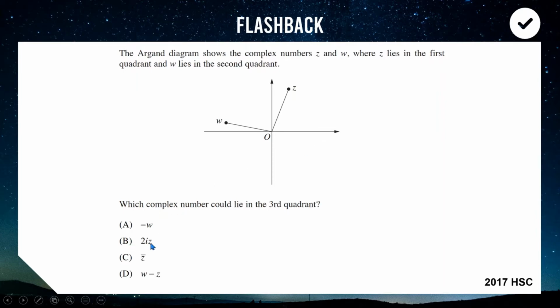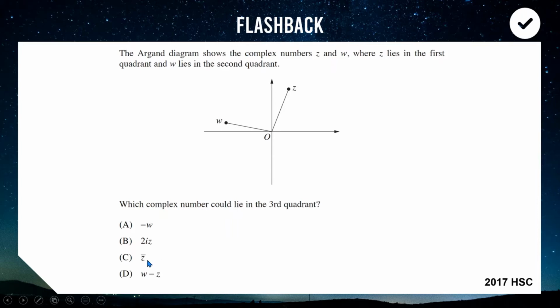Okay, option B, we're taking Z and we're multiplying it by i, which will rotate us 90 degrees in the anti-clockwise direction, putting us into the second quadrant. And then multiplying by 2 is just going to double the length of that vector. So the second one is going to be in quadrant 2, which is not what we want.